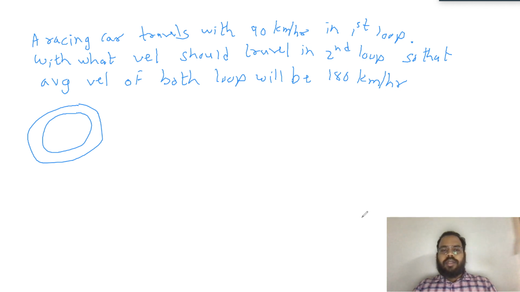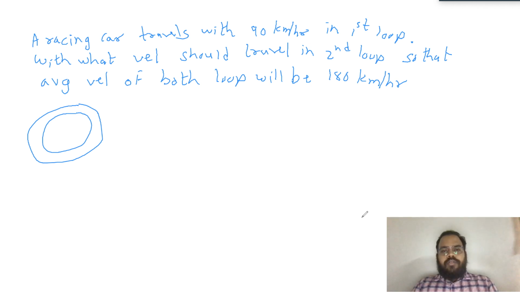So I'll repeat the question. A car travels with velocity 90 km per hour in the first loop. With what velocity should it complete its second loop so that the average of both loops will be 180 km per hour? So do solve, comment, and reach out to me if you have any doubts.